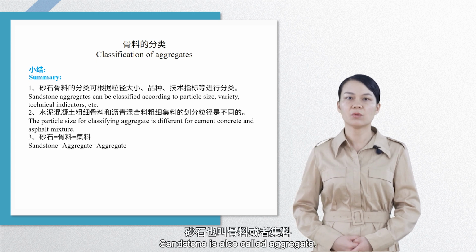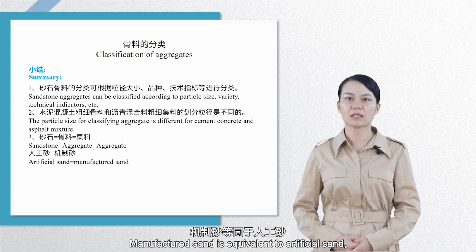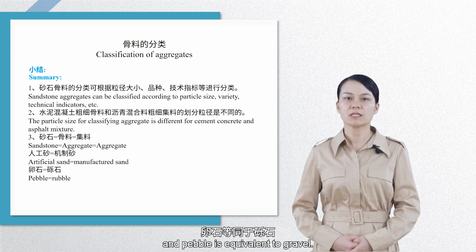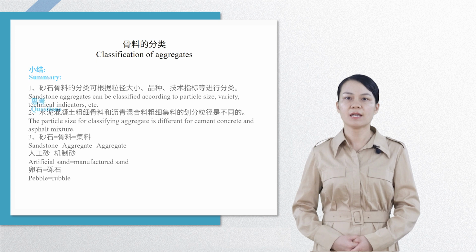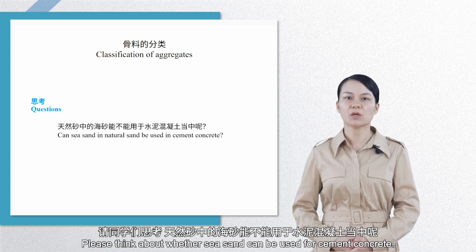Sandstone is also called aggregate. Manufactured sand is equivalent to artificial sand, and pebble is equivalent to gravel. Please think about whether sea sand can be used for cement concrete.